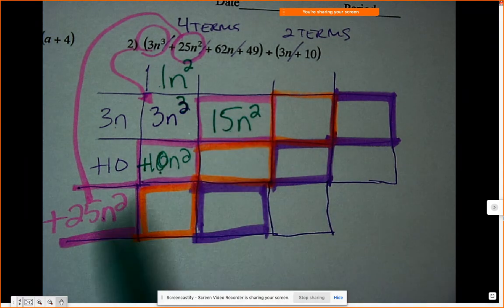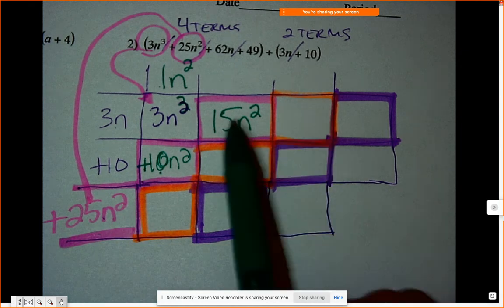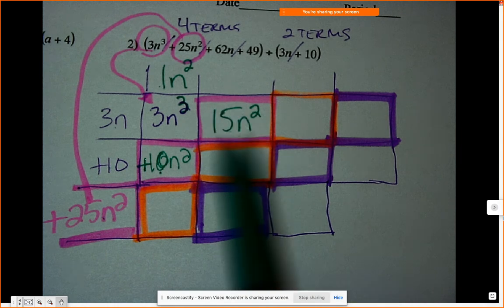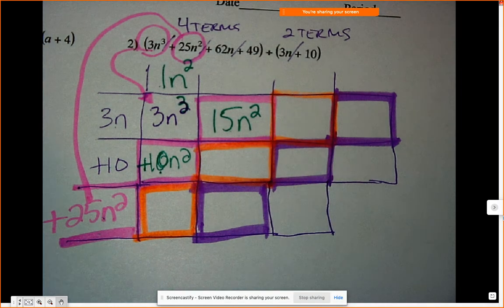Because if I combine these, it has to be this. Okay, so now here we go. We know that whatever goes here times this gave us this. So what needs to be up there? Someone chime in, please. Be loud and proud.